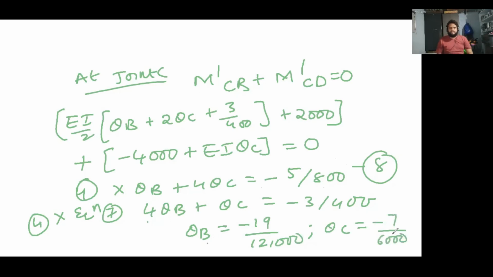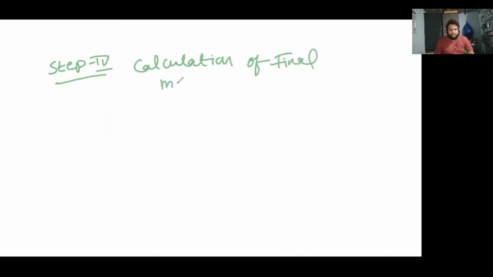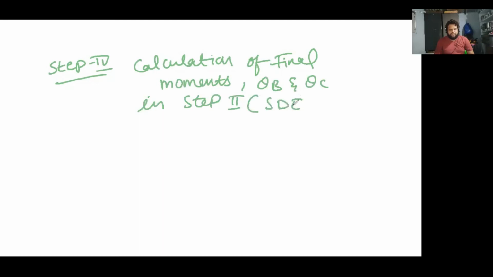So now we have got the equilibrium equations. Once after calculating the equilibrium equations, please pause it and write it. What is our step 4? Step 4, calculation of final moments. What do you mean by calculation of final moments? You have to substitute theta B and theta C in step 2. What is that step 2? Step 2 is nothing but slope deflection equations.